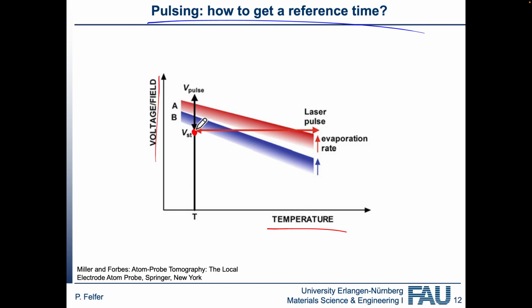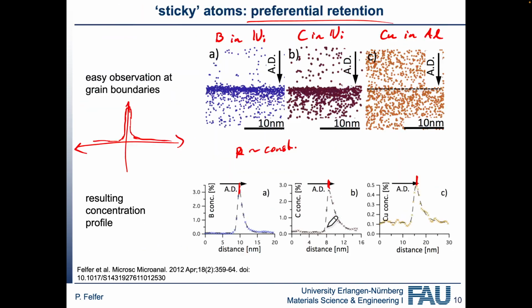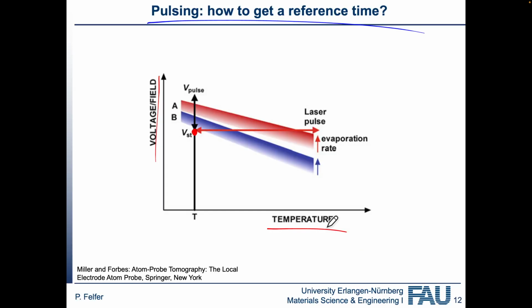Okay, and so we've got our two ways. So remember, if we go back to our very first model here, we've got a barrier to overcome, and that barrier can be overcome thermally, or we can reduce the field enough that we can overcome it by field. Essentially what we're adjusting is the amount of thermal input versus the amount of field input. And so what we can have is voltage pulses, and what we can have is laser pulses to heat the specimen up. That is what we do right now.